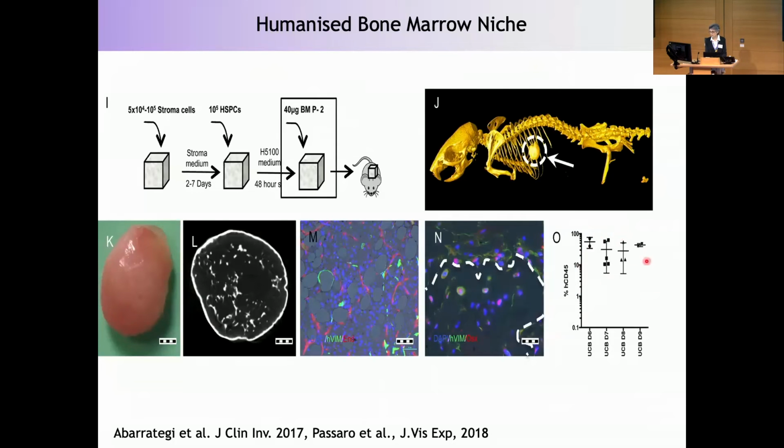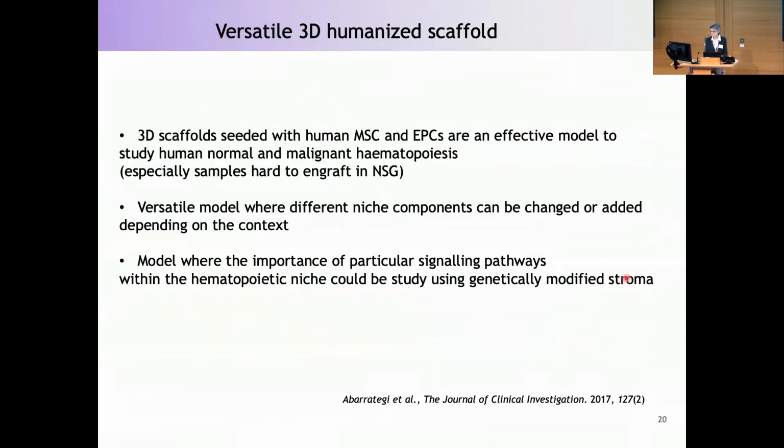And we were able, in this first paper, to show that we are able to engraft long-term hematopoietic stem cells and also some leukemias that were actually quite difficult to engraft. So I believe this 3D scaffold will be very important for us in the long term, because it represents a very versatile model for us to look at different components of the niche, but also changing and modifying signaling pathways in this environment to see the result of what is happening in both normal and leukemic development.